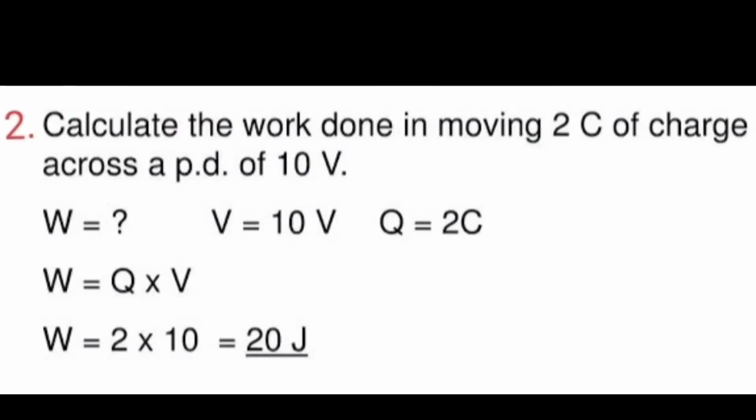Now we will do the second problem. Calculate the work done in moving 2 coulomb of charge across a potential difference of 10 volt. First we will write the given data. Given Q equal to 2 coulomb, potential difference V equal to 10 volt. We need to calculate work done. From V equal to W by Q, you can write W is equal to QV. So if you substitute 2 in the place of Q and 10 in the place of V, we will get 20 joule.